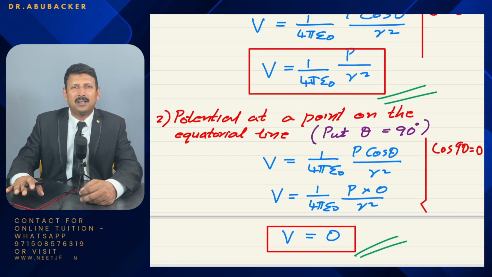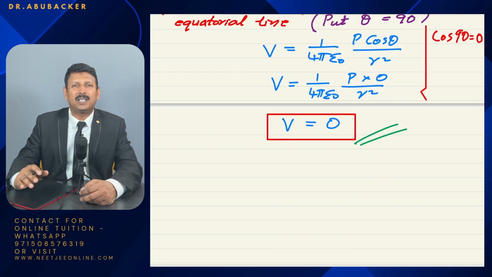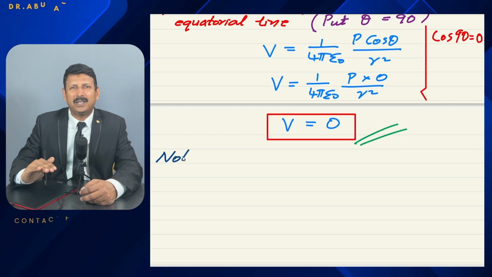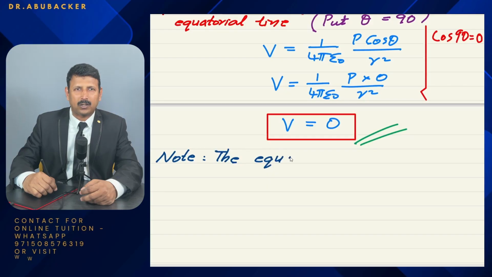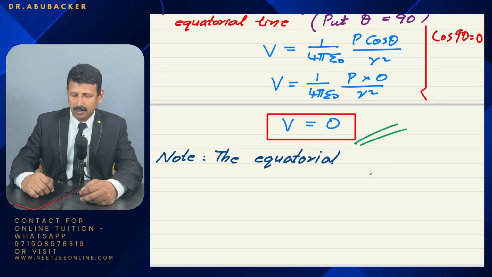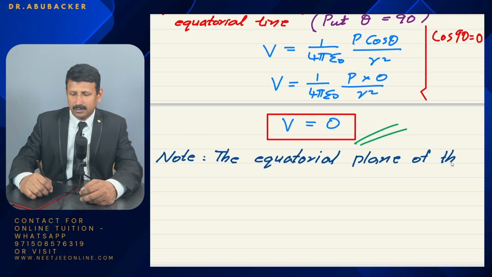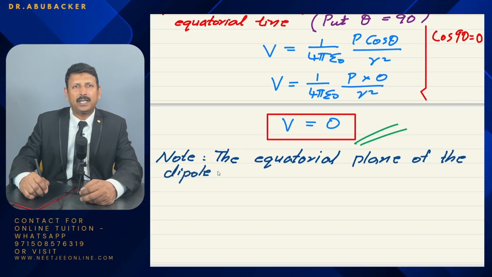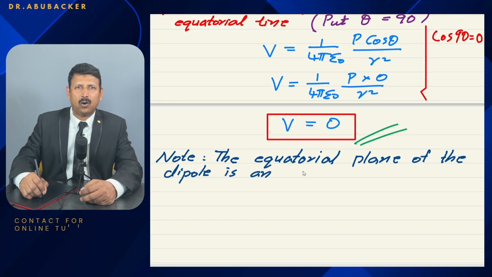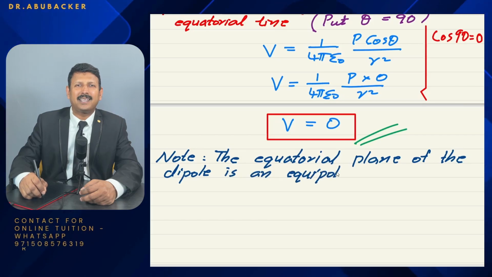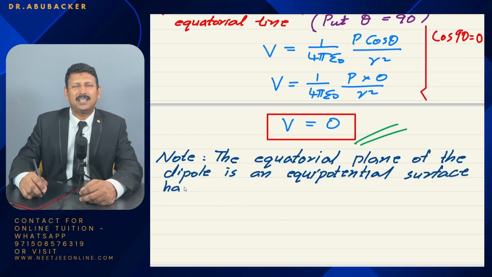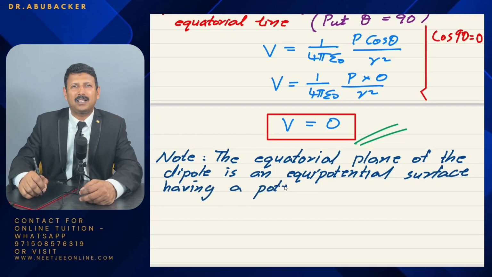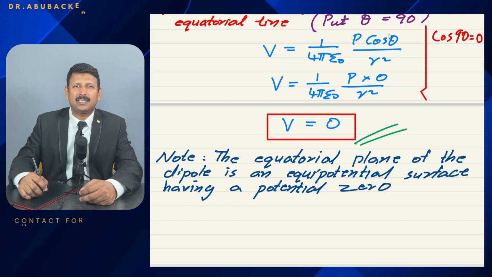So simple. Before, you may have been thinking that this was one of the toughest derivations in chapter number 2, but actually not. When we manage it in a simple way, derivations are very simple. Let me write one note here. The equatorial plane of the dipole is an equipotential surface. You know equipotential surface? The surface having the same potential everywhere. Everywhere 0 will come, right? So we can say it is equipotential 0.